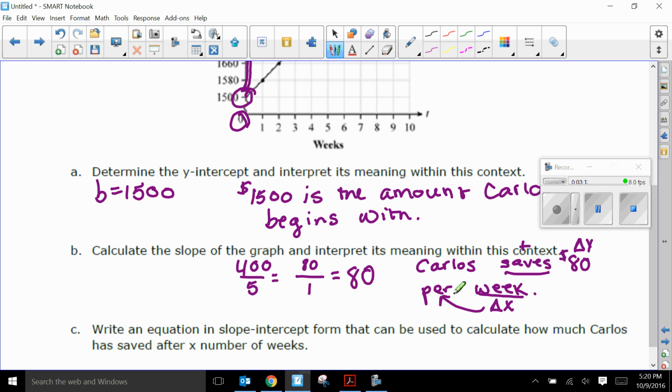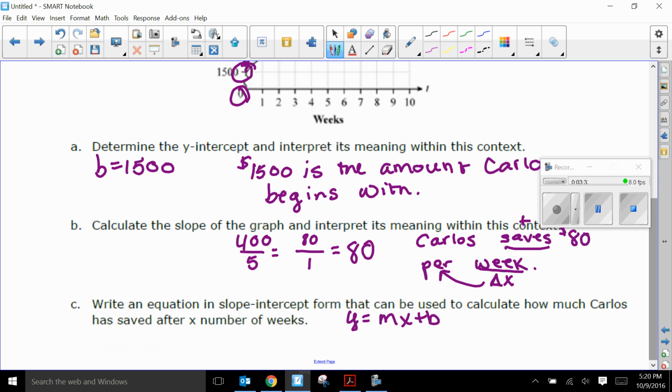So write an equation in slope-intercept form that can be used to calculate how much Carlos has saved after x number of weeks. So I know my y-intercept and I know my slope. So I'm just going to plug that into y equals mx plus b. m is my slope, b is my y-intercept. So I have y equals 80x plus 1500.